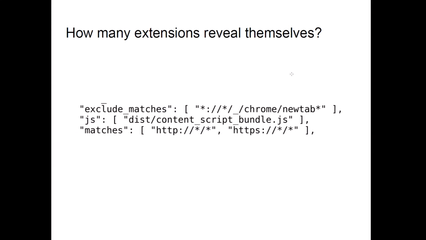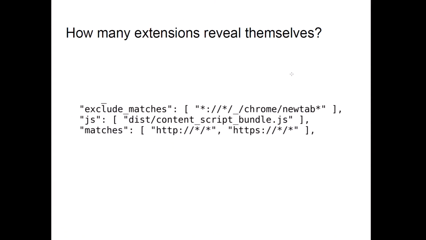So then the question is, how many extensions actually reveal themselves? This is from the manifest file of an extension, which specifies what files belong to the content script that will be active against the DOM. And the content script has this matches clause, which is a list of regular expressions. If the visited URL matches one of those expressions, the content script will become active, and the extension might inject something. Unless it matches something from the exclude matches, because then it will remain dormant.